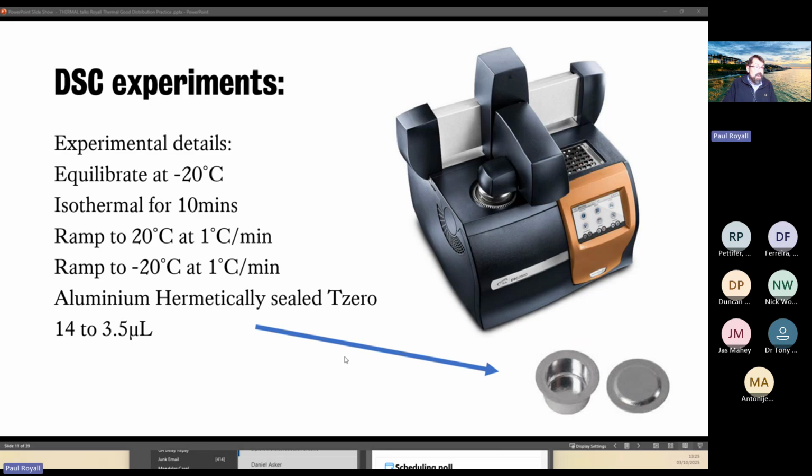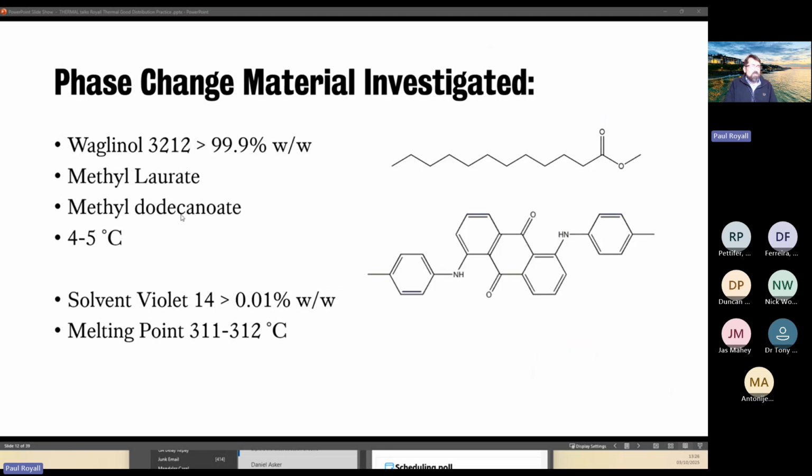So what have we got? There we go. So we did some DSC, and they're the parameters there. We equilibrated at -20. That's like freezer temperature. And then we heat cooled, and we used some aluminium T0 pans. And we used an off-the-shelf phase change material. And this is called Wagnerlol, which is methyl laurate, which is that. And it's got a dye in it.